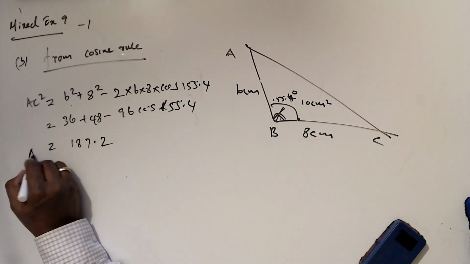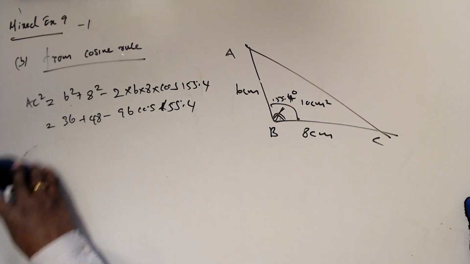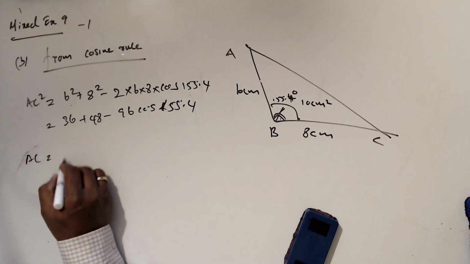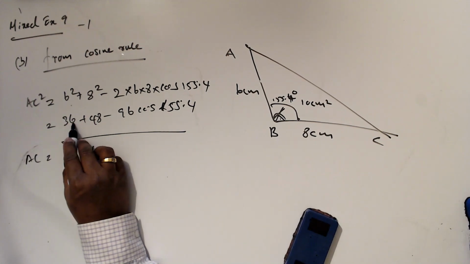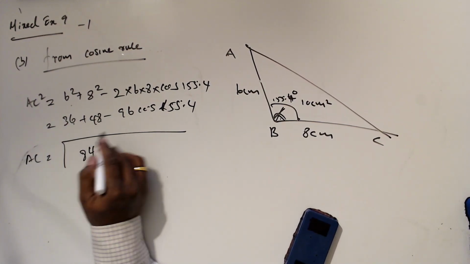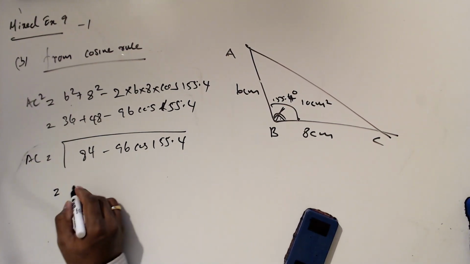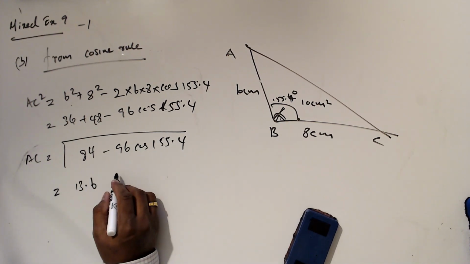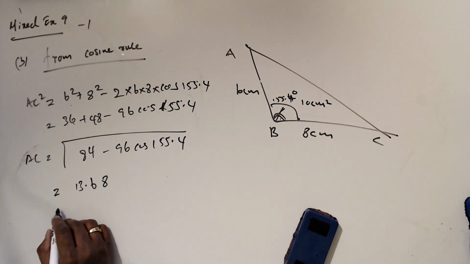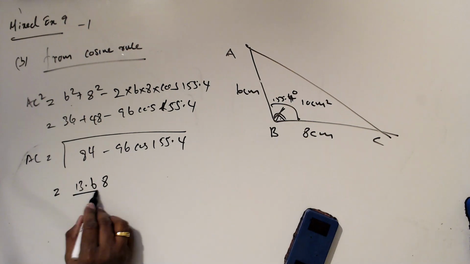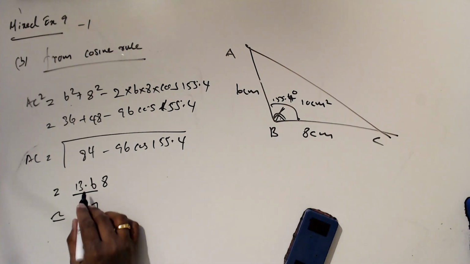So AC square, then you can straight away get the answer. So AC is square root of this one. 36 plus 64 is 100. So 100 minus 96 cos 155.4. The answer is 13.68, and for three significant figures it's going to be 13.7 centimeter.